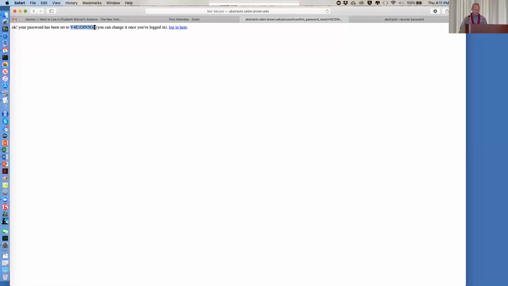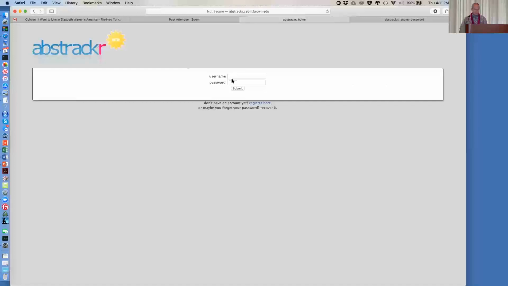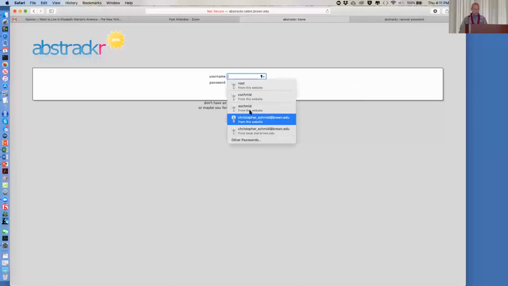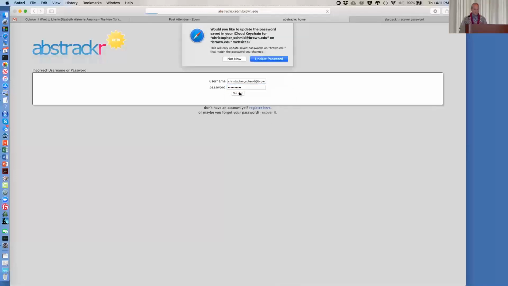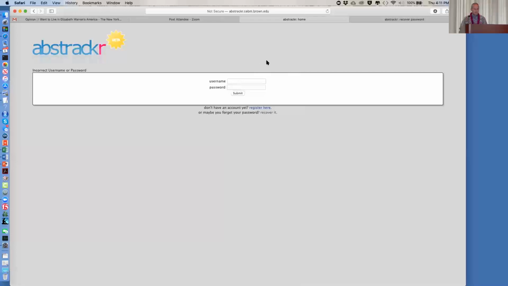All right, so there's my password. It keeps wanting the default here. Why does it? Let me in. Huh, I don't know what's going on here. Try one more time. Nah, I don't know. For some reason it's not letting me in.